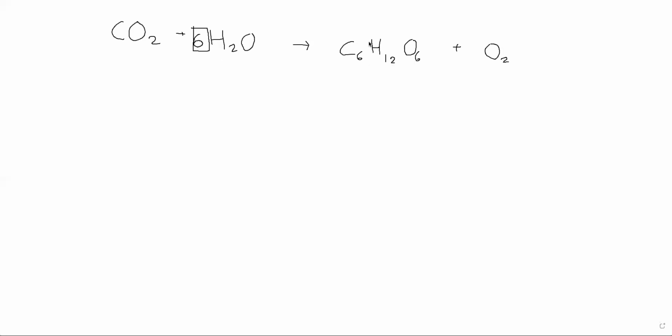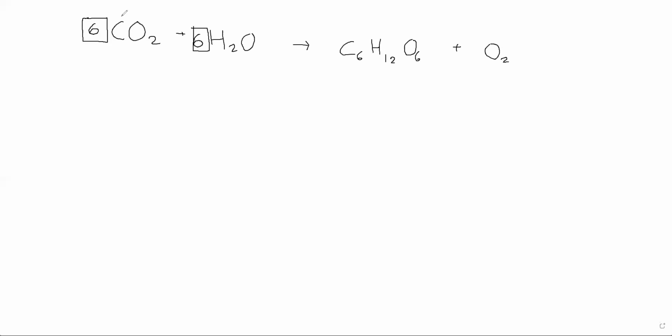Looks like the hydrogens are balanced. Let's see if the carbons are balanced. Doesn't look like they are. We have 6 carbons right here. We only have 1 carbon on the left side. So we want to put a coefficient in front of our carbon dioxide molecule to make sure that we have the same number of carbons on the left as we do on the right. On the right, we can see that we have 6 of these. So we're going to have to multiply the entire molecule by 6 to have the same number of carbons.